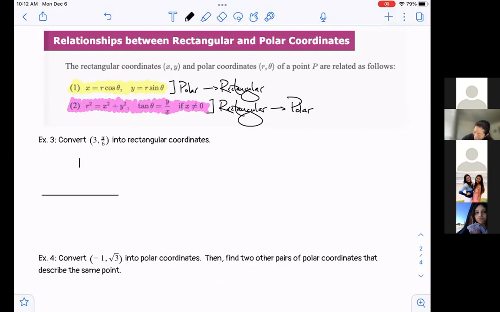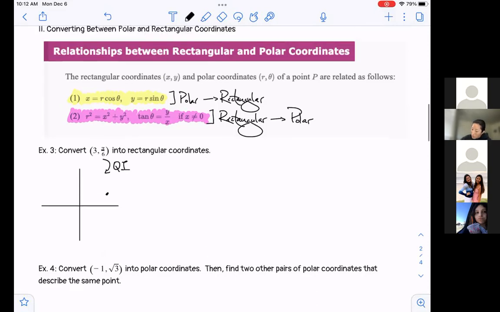I'm not going to be fancy and draw all the circles, but I'm wondering if you can tell me what quadrant 3 comma pi over 6 is going to be in. The first quadrant, precisely. So I know pi over 6 is maybe here somewhere, and I'm going out 3 circles-ish. So we know that this is located in quadrant 1.